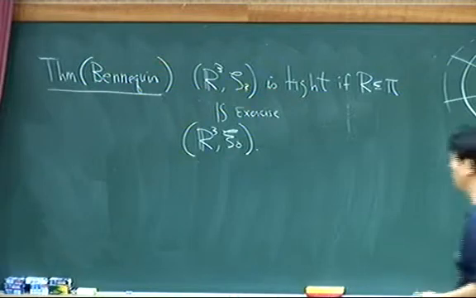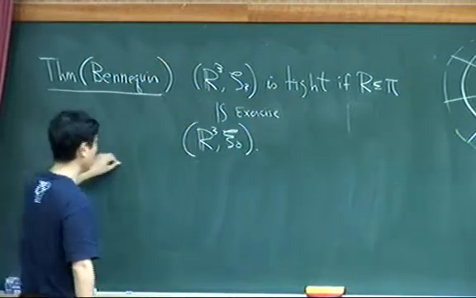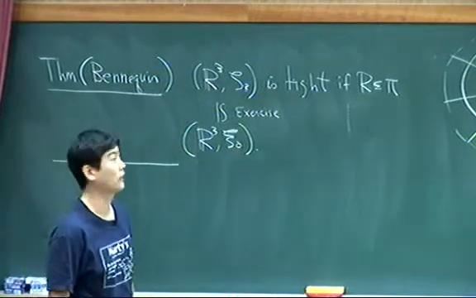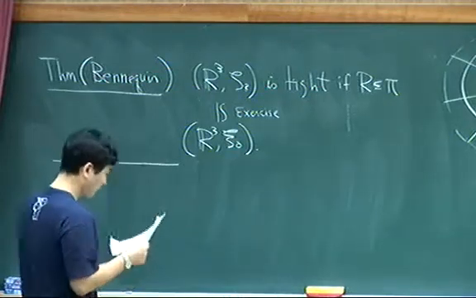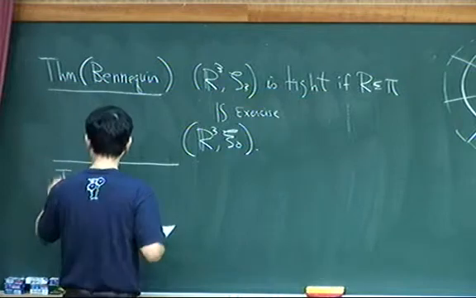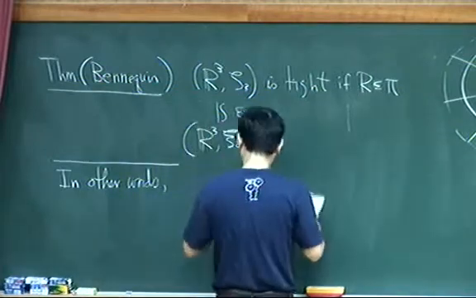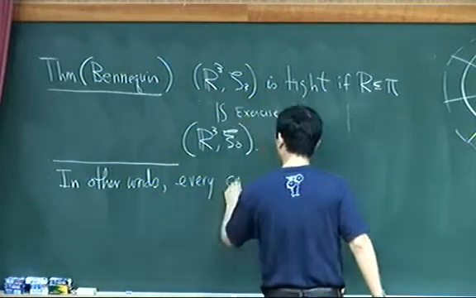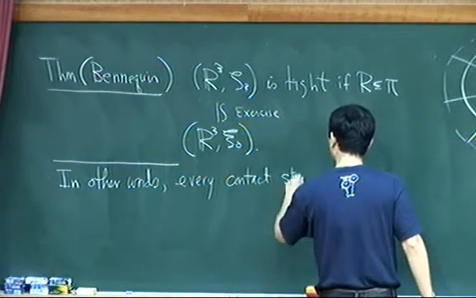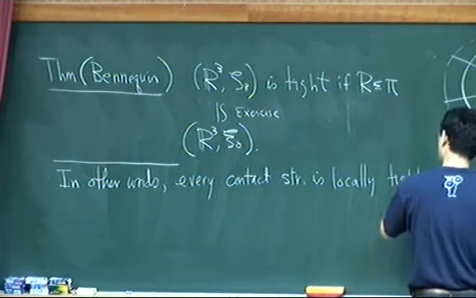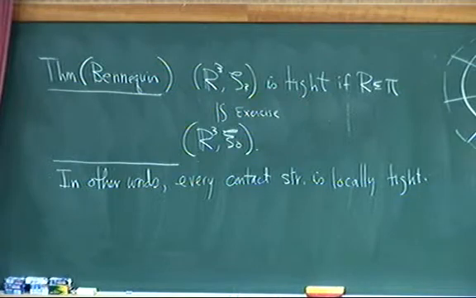Since then, there have been many proofs of this, but anything that you want to do by hand is slightly complicated. The reason this is important is that every contact structure is locally tight, so it has a local neighborhood which is tight. Combined with the Darboux theorem, if you take a small enough neighborhood, you're guaranteed that there's no over-twisted disk inside.